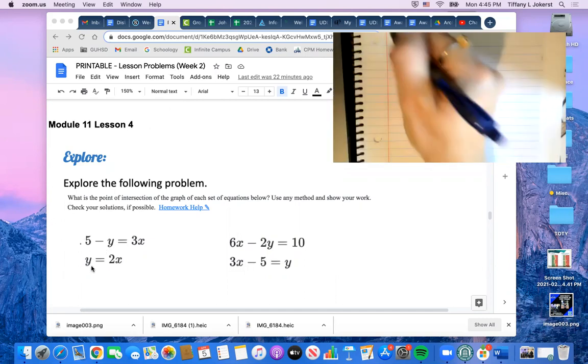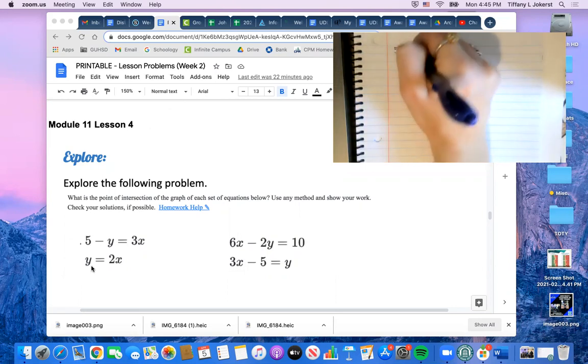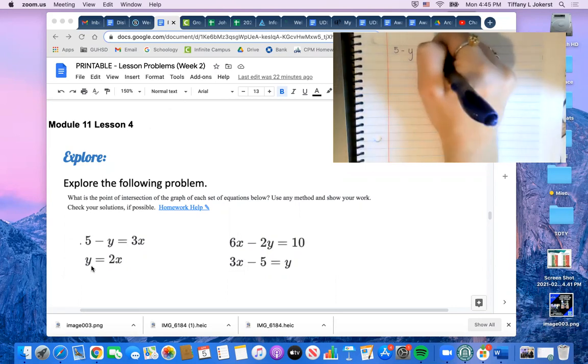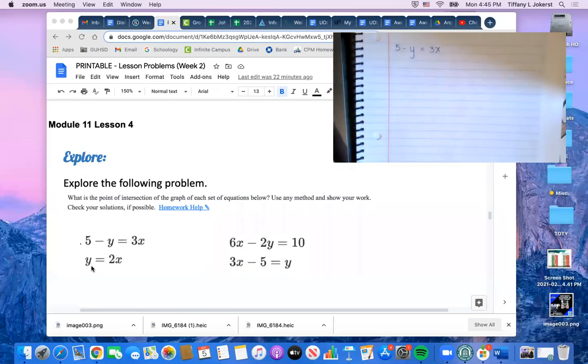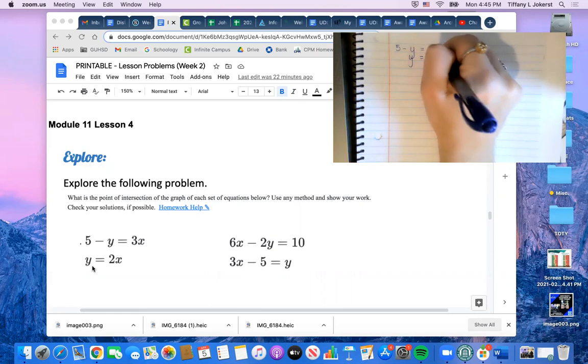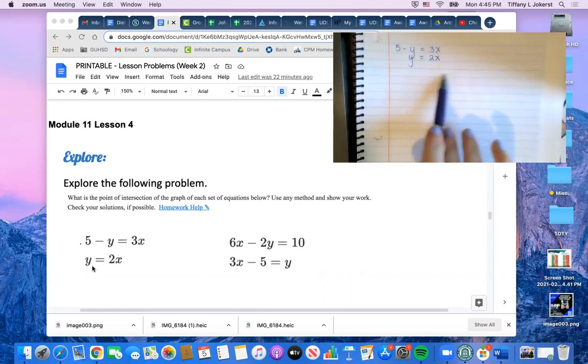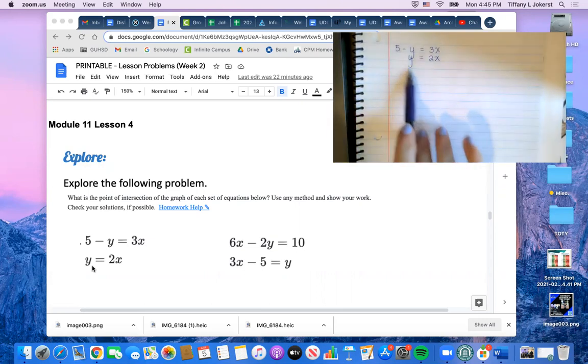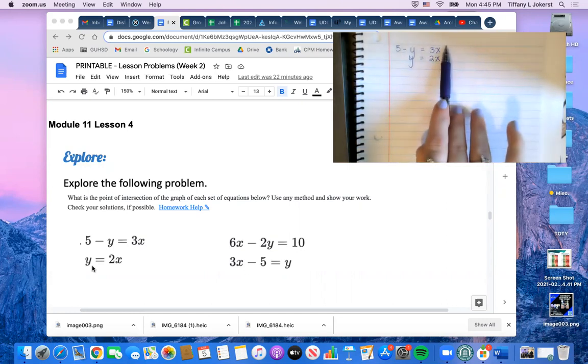So in this first one, we have 5 minus y is equal to 3x. And then the second one is y is equal to 2x. Again, I do want you to know that what we're trying to do here is to figure out where these two lines intersect each other. So that's kind of the end goal, and I always want to circle back to that.